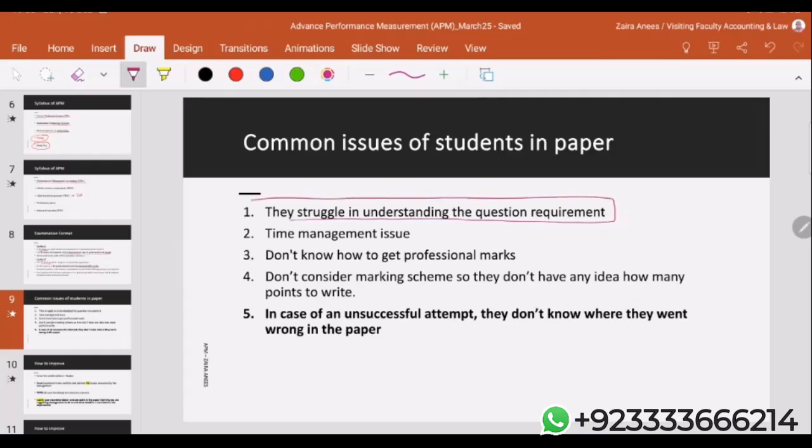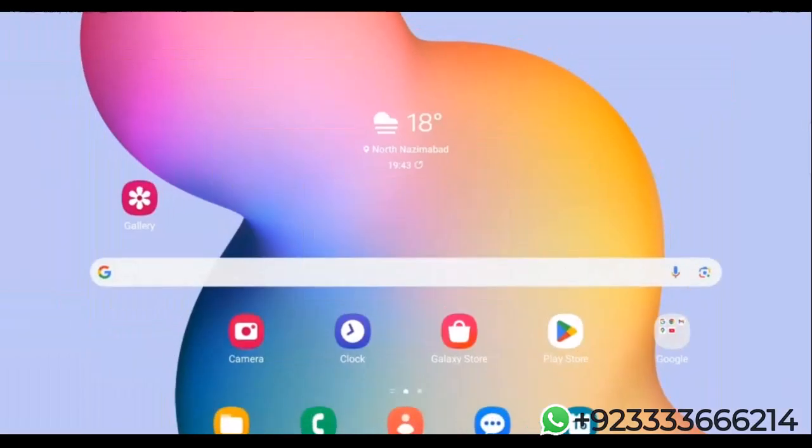Now, this is not the issue of students, by the way. In the APM paper, there is a strange habit: the examiner will not give requirements in the requirement section. Let me give you a very basic example for that.